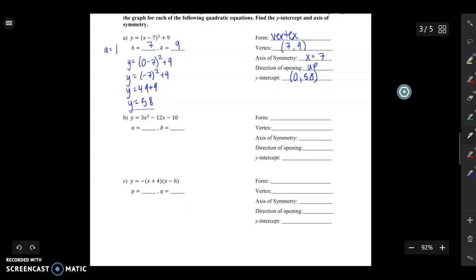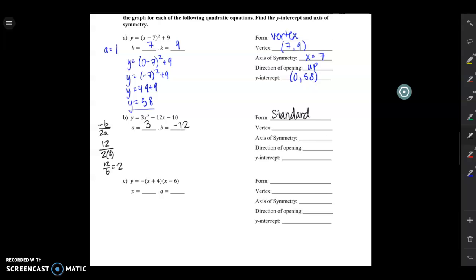Let's look at B. With B, we are in standard form. Let's identify our a and our b. Our a is 3 and our b is negative 12. We can identify c as well, but to find the vertex, all we need is a and b. To find the vertex, remember I have to do negative b over 2a. I take my b value, negative 12, so when I make it negative it turns into positive 12, over 2 times my a value, which is 12 over 6, which is equal to 2. So this is the x value of my vertex. The x value is 2.